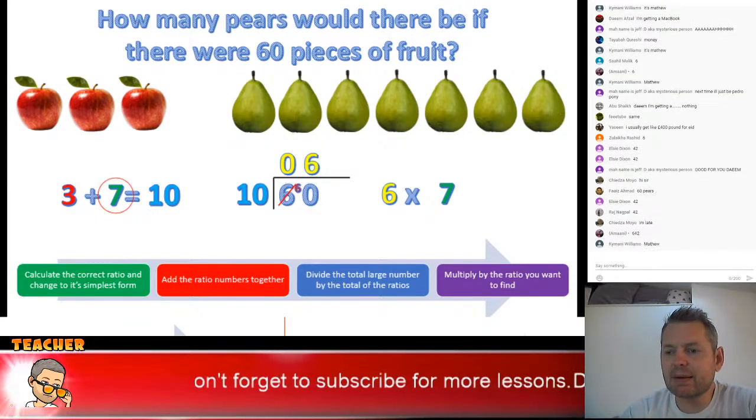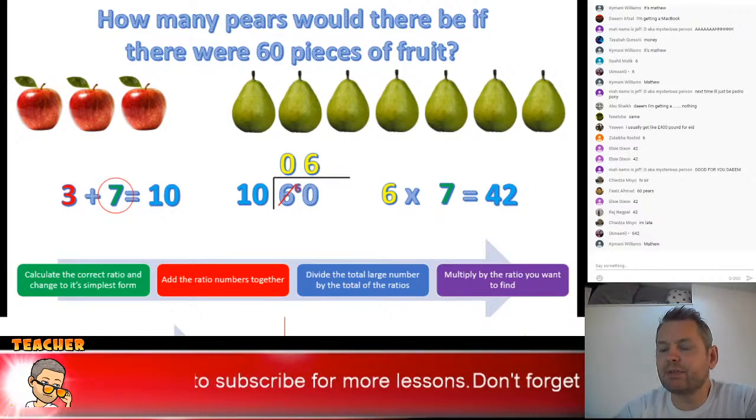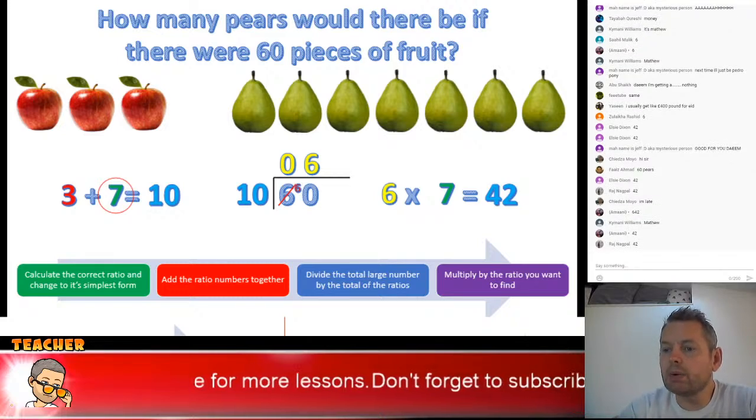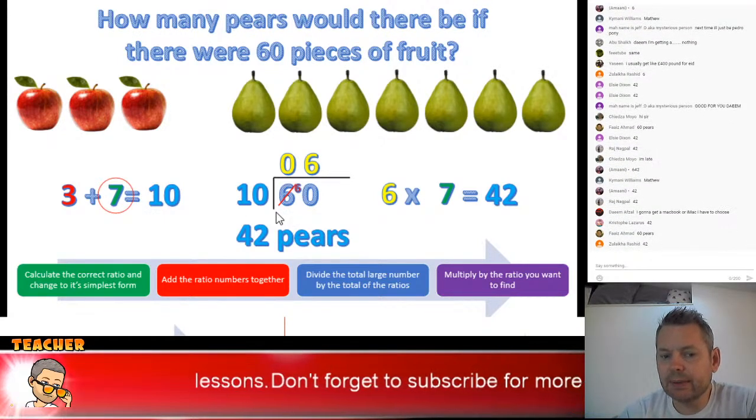And 6 times 7, we know is 42. So if there were 60 pieces of fruit and our ratio was 3 to 7, we would know that there are 42 pears. Okay.